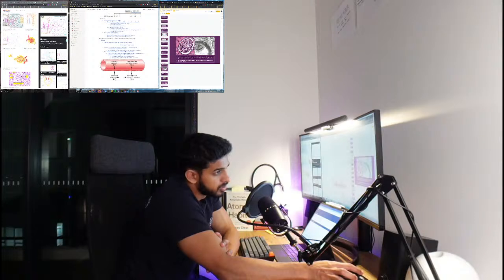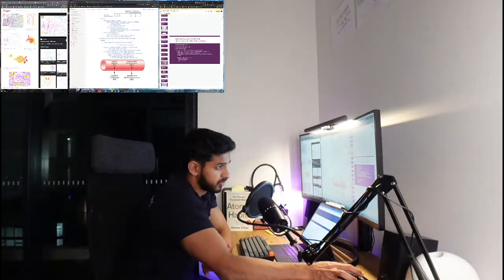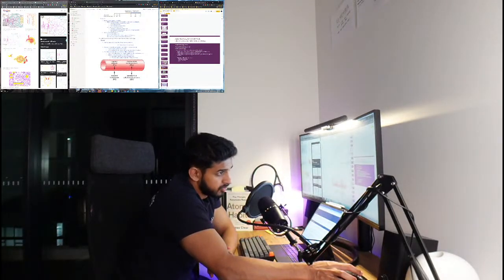The foot processes are effaced and there are deposits. In minimal change disease, everything is normal except this effacement of the foot processes. Loss of slit diaphragms. It's not a fusion of the visceral epithelium, it's effacement: flattening and swelling of the foot processes.